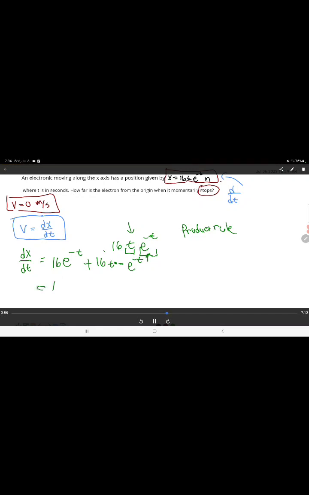So I'm going to write that out. But there's something else that we should notice. I need to make this a minus here. I was doing a plus there. The next thing that we should notice is that we can pull out a 16 e to the minus t factor, which is what I'm going to do. So I'm going to have 16 times e to the minus t times 1 minus t.